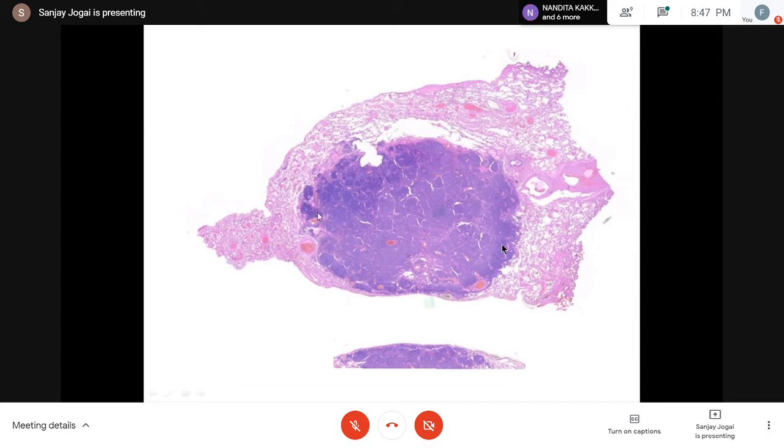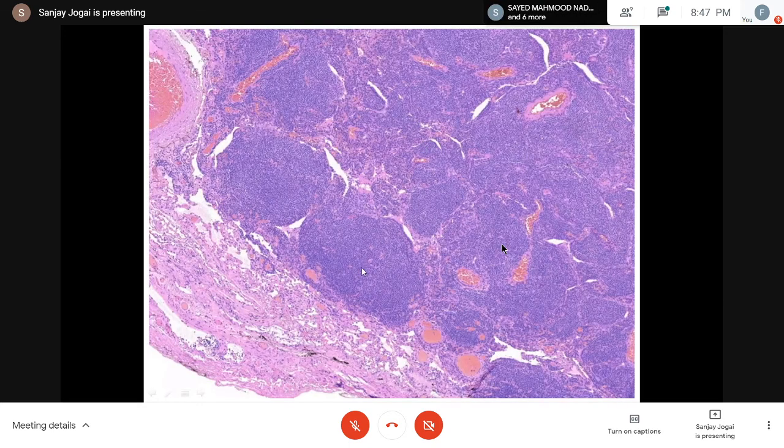So a beautiful section showing a relatively well-defined bluish lesion, clearly looks very lymphoid, background looks normal, and you can imagine that imaging-wise this could easily be carcinoid. And nice lymphoid aggregates.